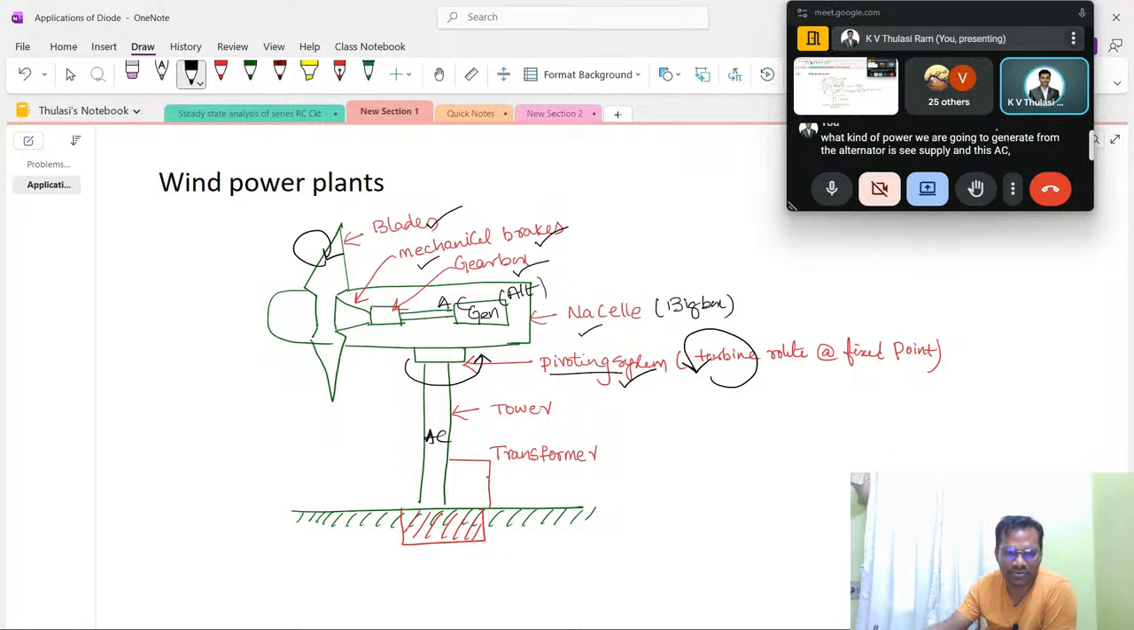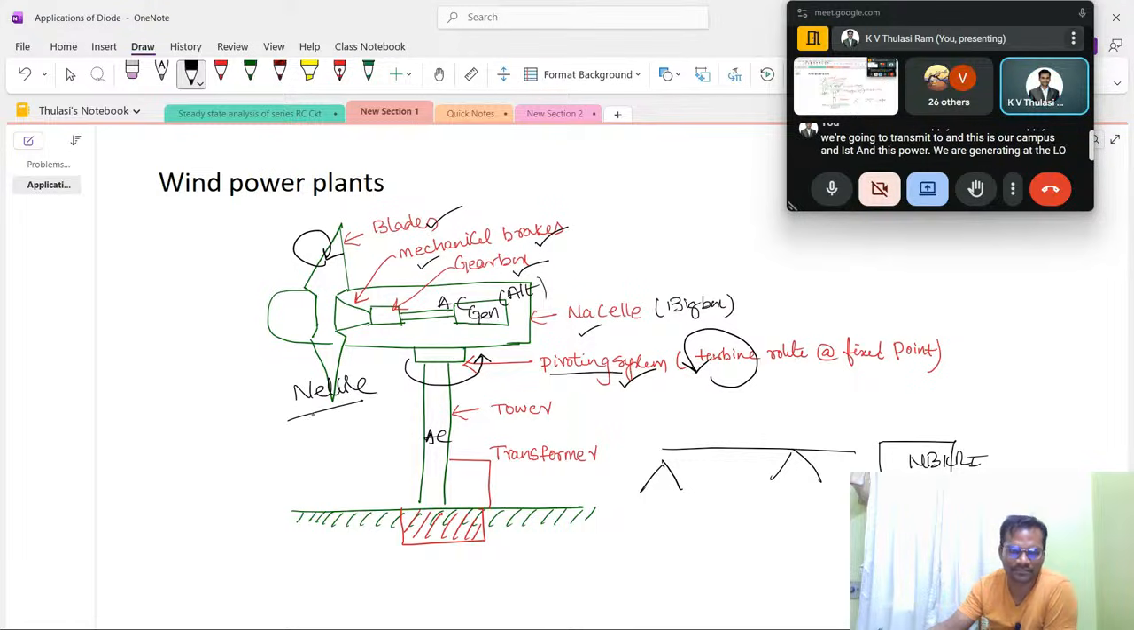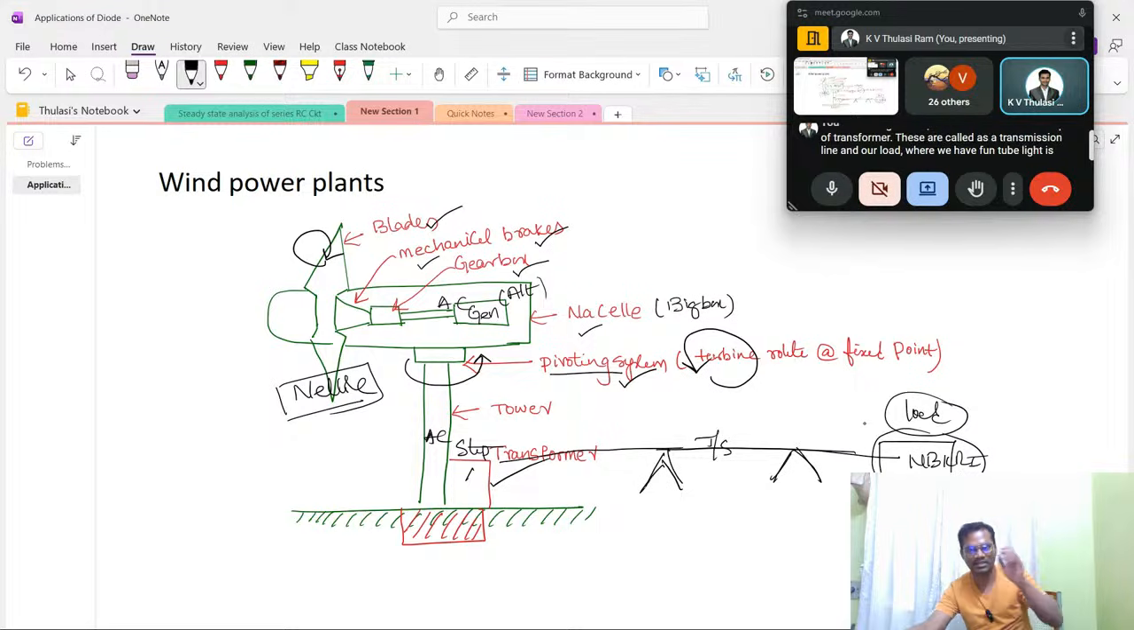This AC supply we transmit. So this is our campus, and we are IST, and we generate this power at Nellore, where the wind plant is. The AC power is stepped up using a step up transformer, and we send the power through the transmission line through Manubolu station. Our power reaches NBKR college. These are called transmission lines, and our load, where we have fans and tube lights, is NBKR college. This is how wind power generation works.